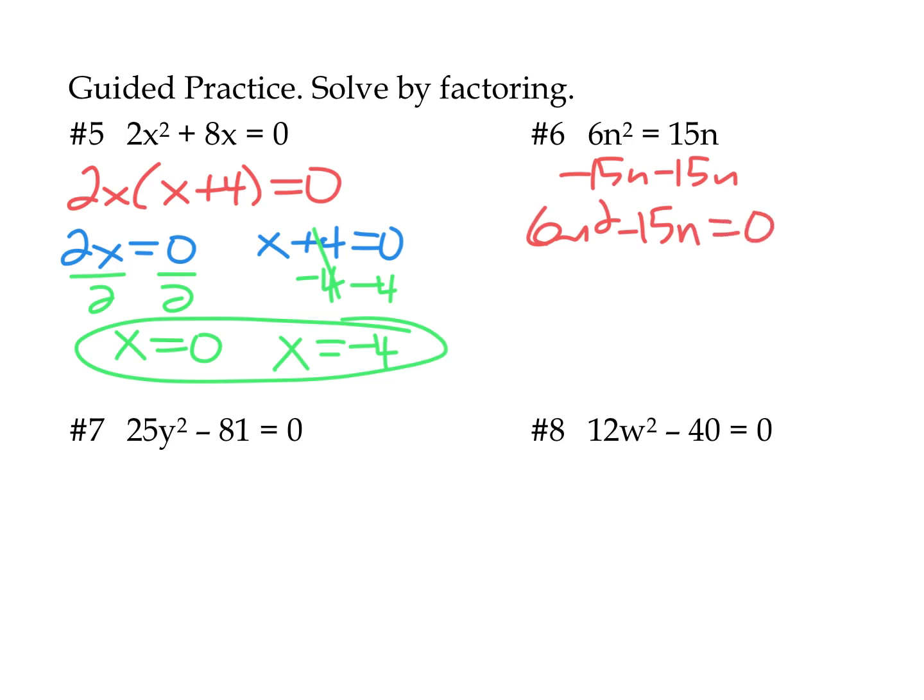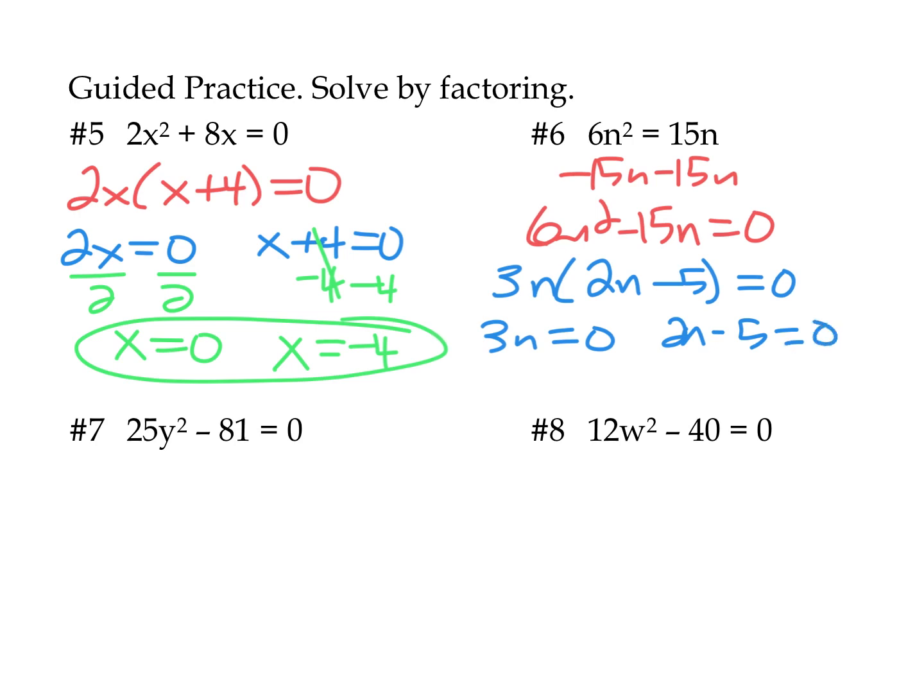Now I can use factoring. I can factor out of both those terms an n, and also the 6 and the 15 a 3. So I can factor out a 3n, and I'll have left over 2n minus 5 equals 0. I'm going to set each of those factors equal to 0. So 3n equals 0, 2n minus 5 equals 0. Don't want to forget that 2.